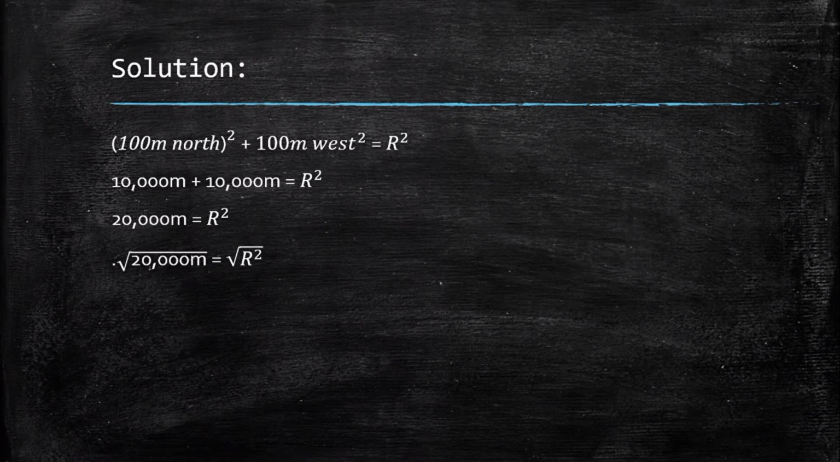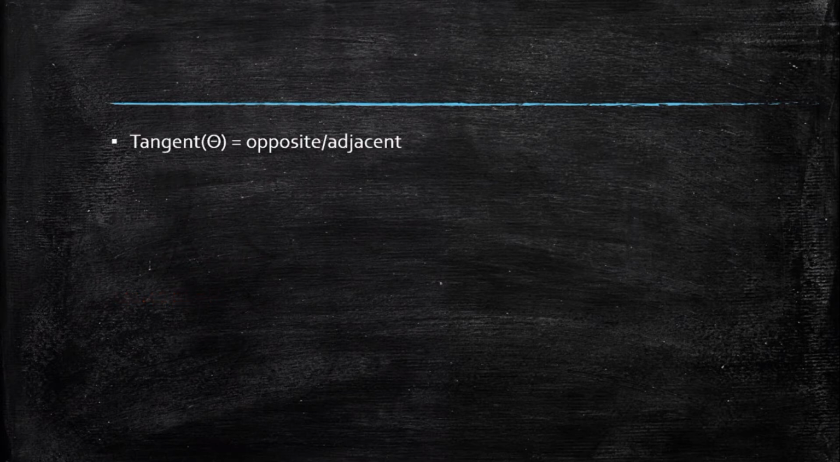And then, ito na. Yung resultant is 141.42 meters. Tapos hahanapin naman natin ang direction. Gagamitin natin yung formula ng SOHCAHTOA, and yung TOA ang gagamitin natin kasi ito yung hanapin natin yung angle.